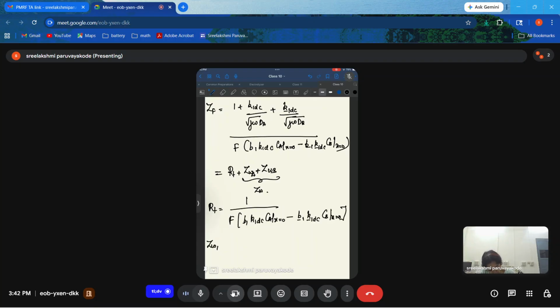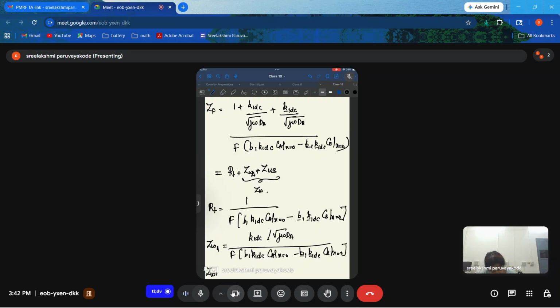Similarly, what is Z omega A, or W Warburg of A, due to the reactant? It becomes K1 DC by root of J omega dA by F into B1 K1 DC CA at x equal to 0 plus B minus 1 K minus 1 DC CB at x equal to 0.